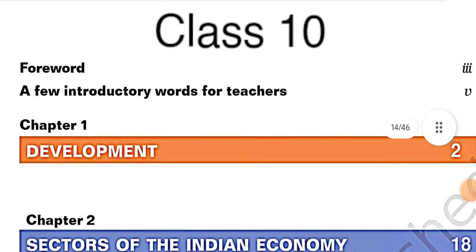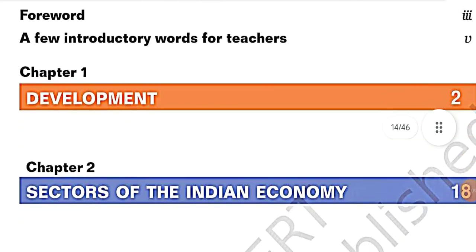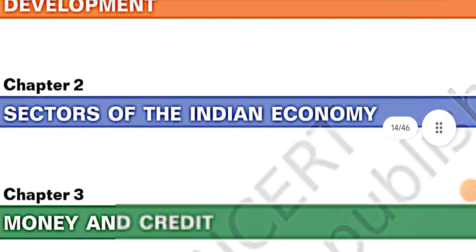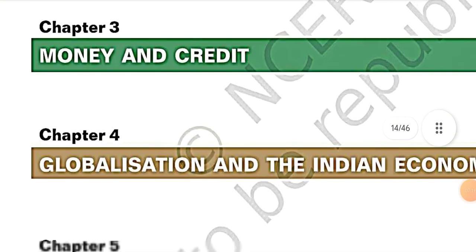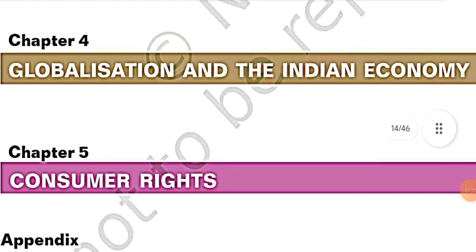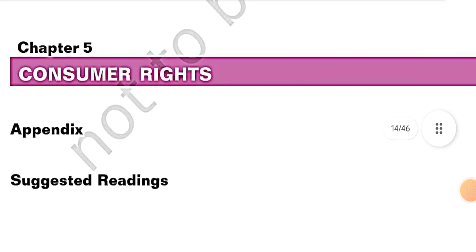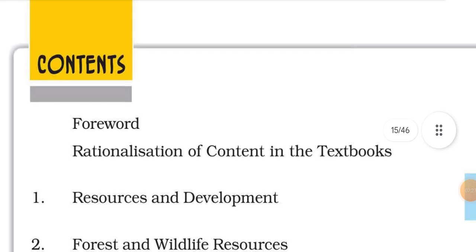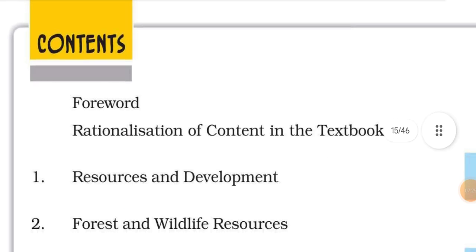Economics. Foreword. A few introductory words for teachers. Chapter 1, Development. Chapter 2, Sectors of the Indian Economy. Chapter 3, Money and Credit. Chapter 4, Globalisation and the Indian Economy. Chapter 5, Consumer Rights. Appendix. Suggested readings. Contents. Foreword. Rationalization of contents in the textbook.